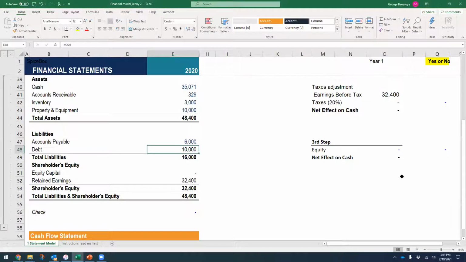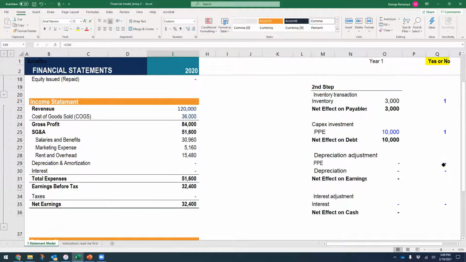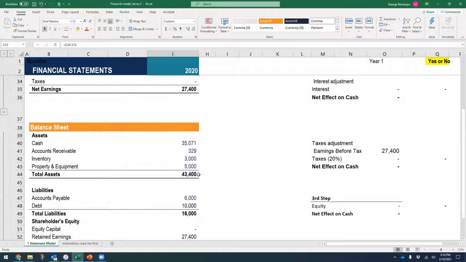So on the Excel file, we are going to put a 1 into depreciation and a 1 into property, plant, and equipment. And this will recalculate the depreciation, the reduction in property, plant, and equipment, and the effect on earnings. Our earnings now have been reduced by the same amount, and the property, plant, and equipment has also been reduced by the same amount. Before it was 10,000, and now it's 5,000.